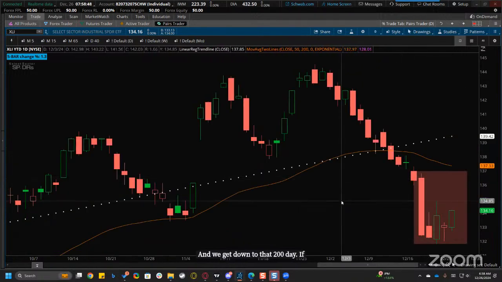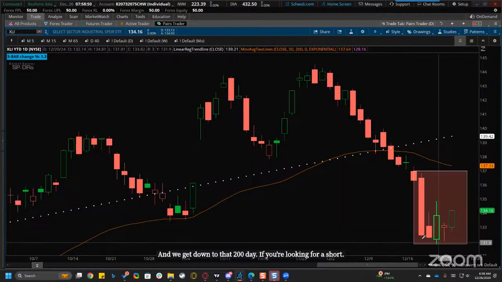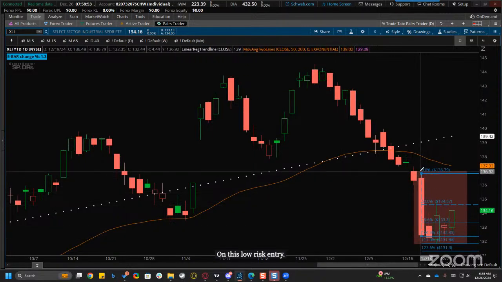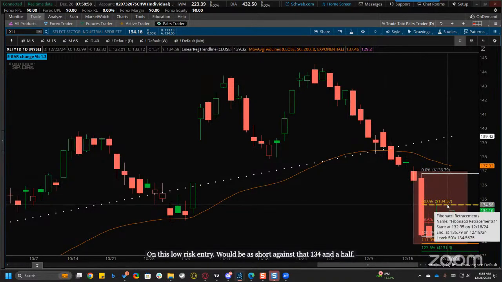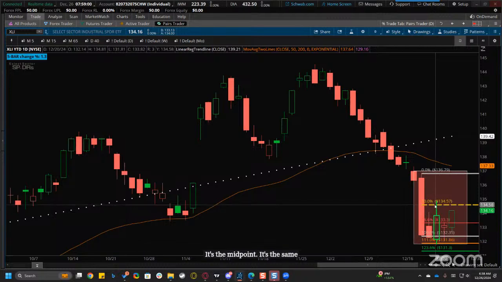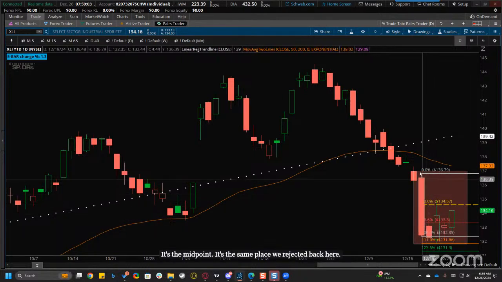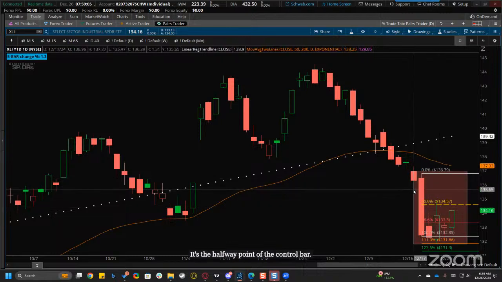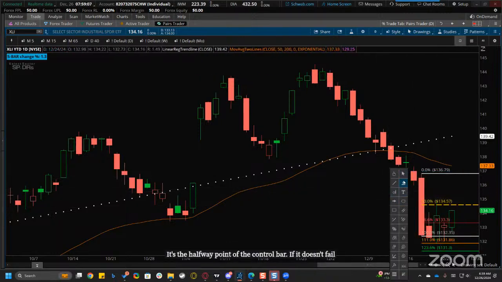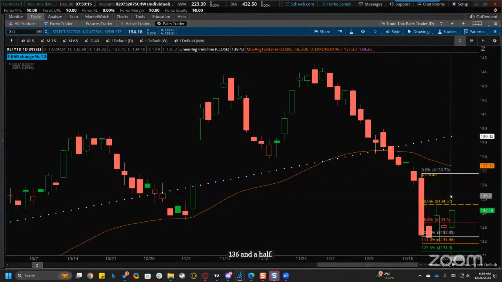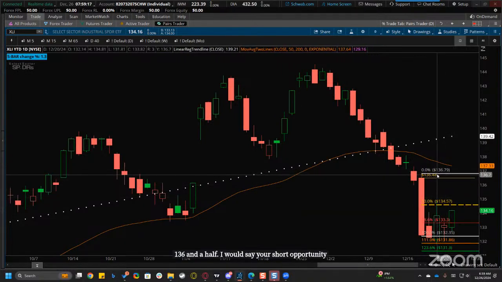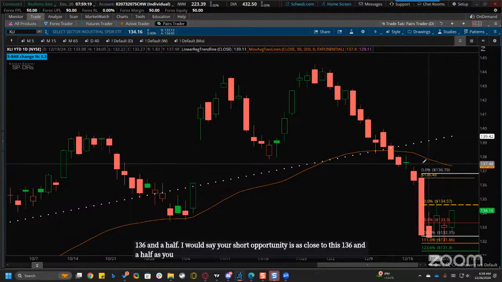If you're looking for a short on this, low risk entry would be a short against that 134.5. It's the midpoint. It's the same place we rejected back here. It's the halfway point of the control bar. If it doesn't fail there, 136.5, I would say your short opportunity is as close to this 136.5 as you can get. That's what we call an LRE, low risk entry.